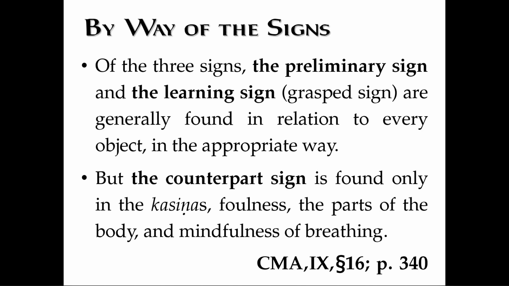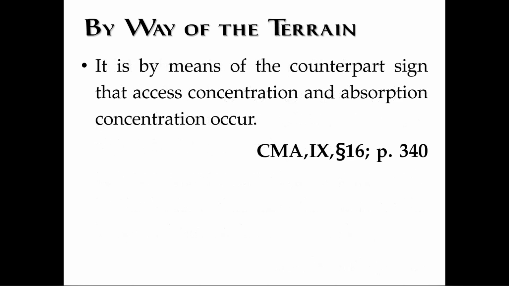So only 22 meditation methods can produce a counterpart sign. The rest cannot, including the four elements meditation. It is by means of the counterpart sign that access concentration, or access development, or absorption concentration, jhana concentration, occurs. So because of the counterpart sign, access concentration and jhana concentration arise.